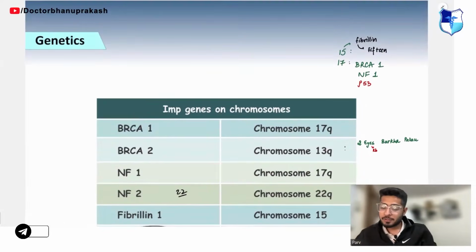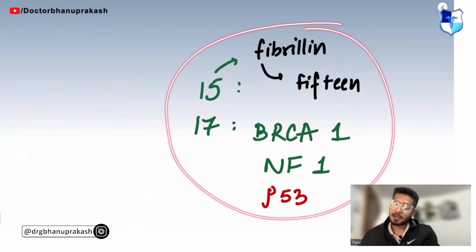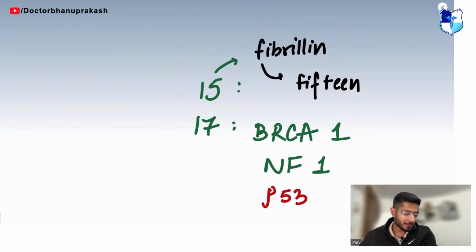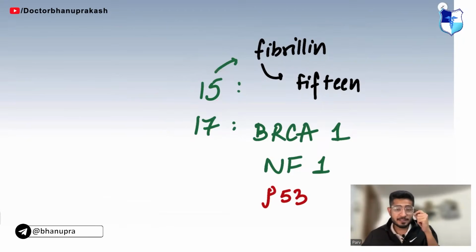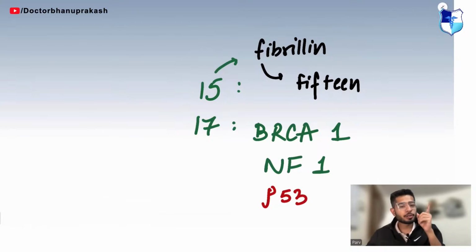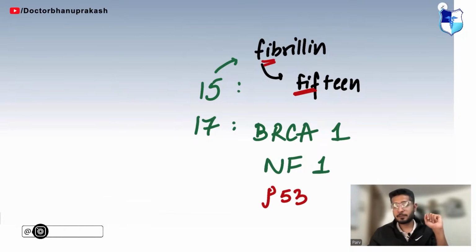Coming on to this one now, 15 and 17. This is again important. 15 and 17 were someday fighting with each other, and you know what happened. 17 said, oh 15, you are only going to get fibrillin. Rest everything I will take. So 15 got fibrillin. F for 15, FIB for fibrillin. So the fibrillin 1 gene is going to go to 15.